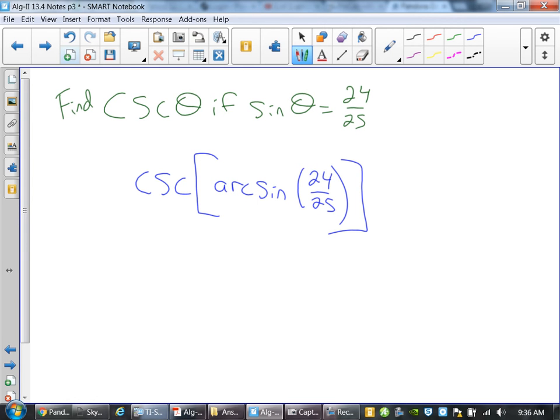What angle has a sine of 24 over 25, and what's its cosecant? Remember, this means some angle, it's positive, so sine's going to go into the first quadrant. Some angle has a sine of 24 over 25. What's that angle's cosecant? See how that works the same way? The same way of writing it. It's the exact same way. It's just without using the word find and if.